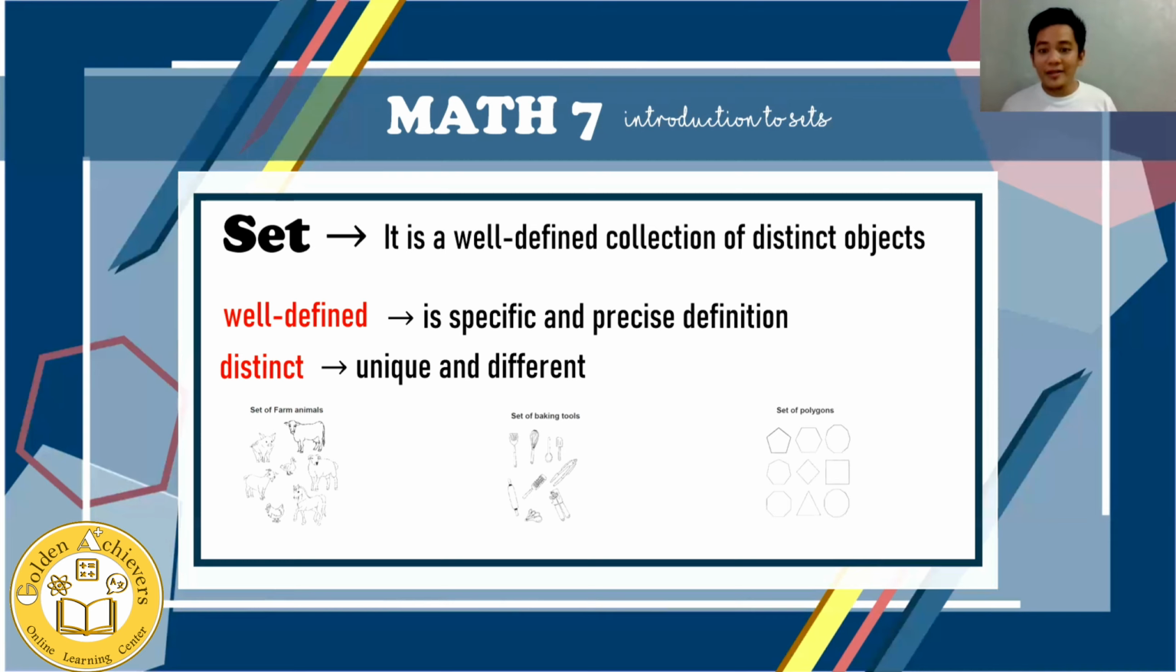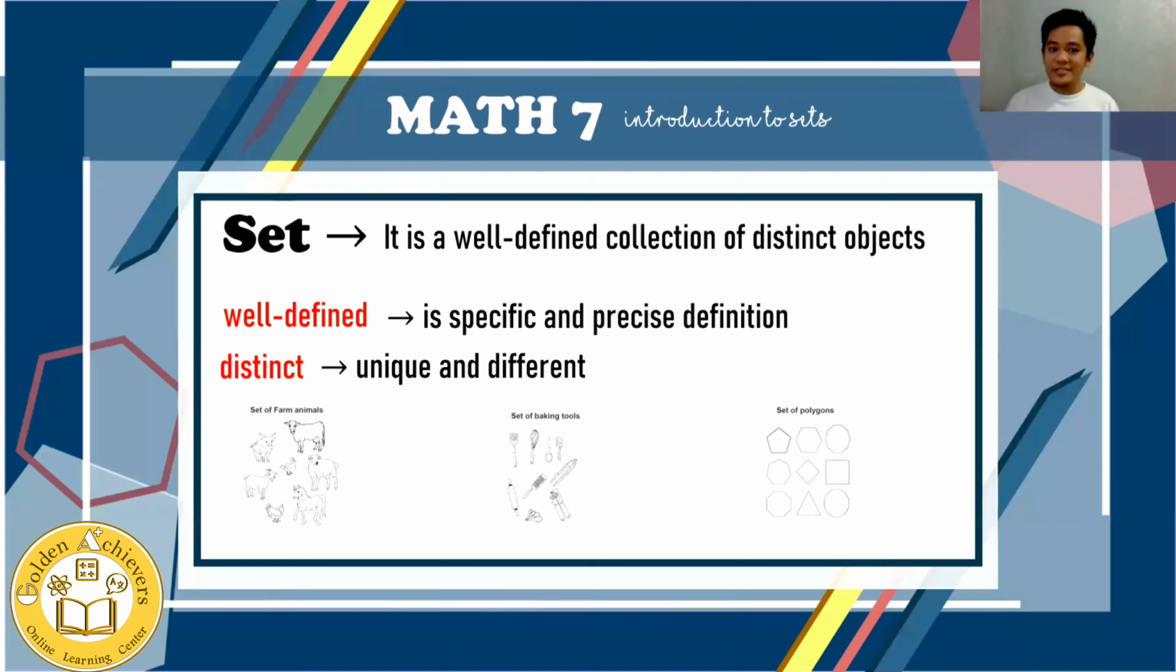Next, a set of polygons. Can we say that this is well defined and distinct? Number one, yes, it is well defined. Why? Because the set only focuses on the polygons itself. So we cannot include a circle, and we cannot include a line because that's not a polygon. So we can easily identify the members of the set. That's why it is well defined.